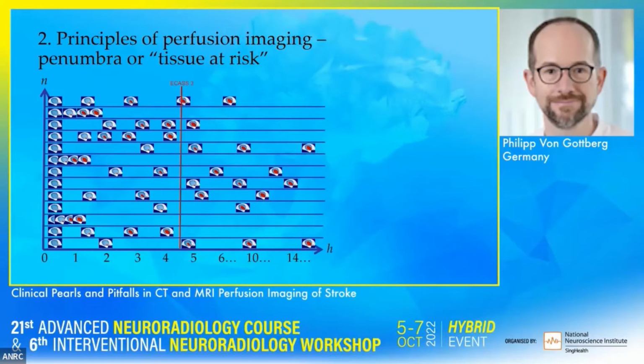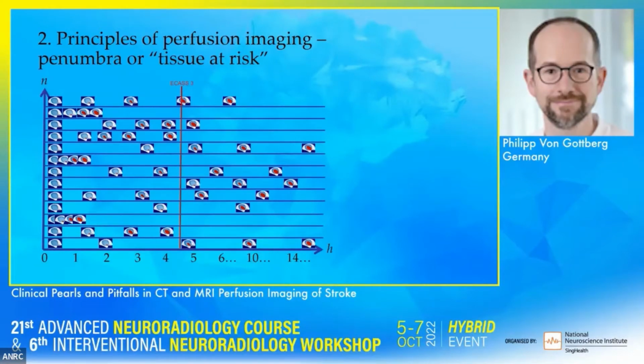So let's say we have a row of patients that all suffer from acute ischemic stroke at the same moment. Then some will suffer from irreversible ischemia earlier than others, depending on their vessel anatomy. And this is what DEFUSE 3 and DAWN showed.